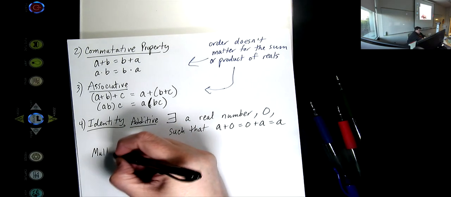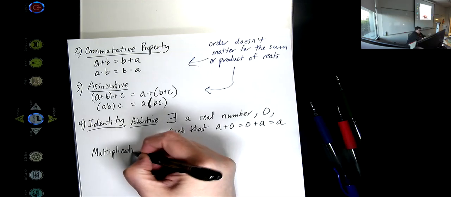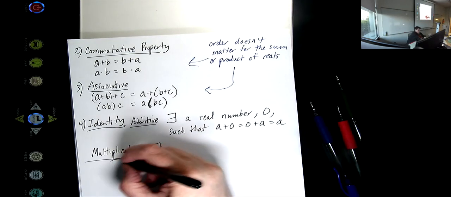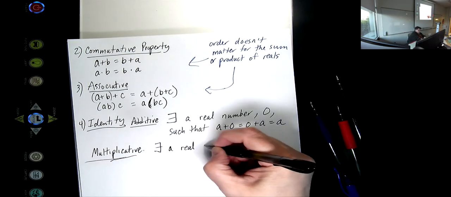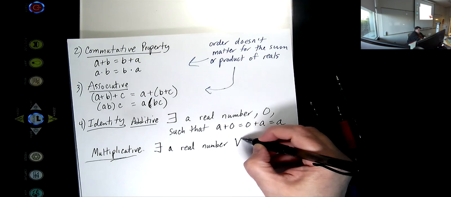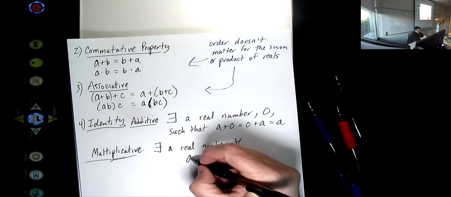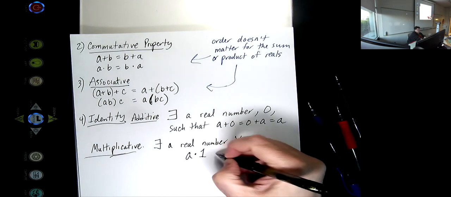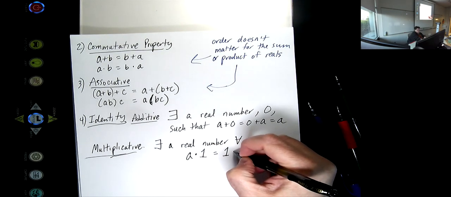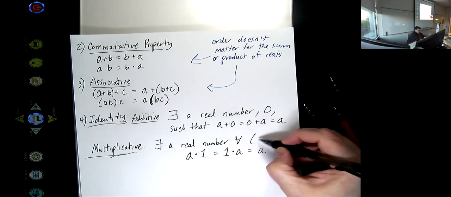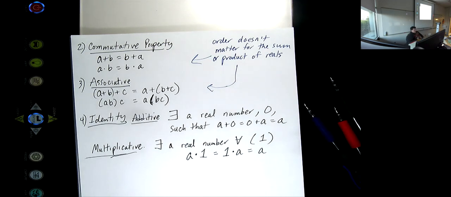The other one is called the multiplicative identity. There exists a real number such that, what number do I multiply by A and it doesn't change the value of A? 1. 1 times A is A times 1, which is A. So the multiplicative identity is 1. The additive identity is 0.